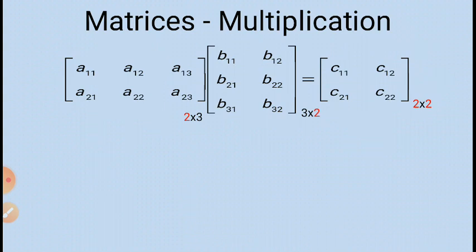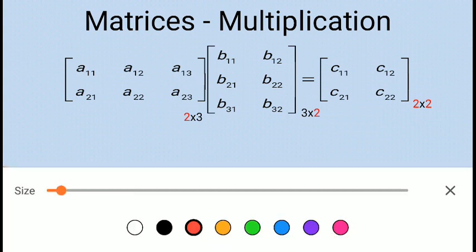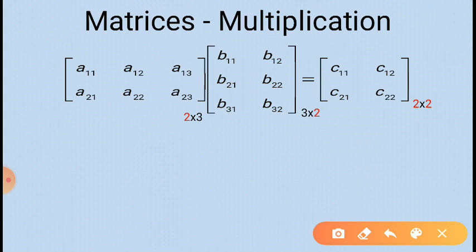Here we have two different order matrices. The order of first matrix is 2 into 3. The order of second matrix is 3 into 2. When we multiply these two matrices, we'll get the 2 into 2 order matrix. How to multiply these matrices?